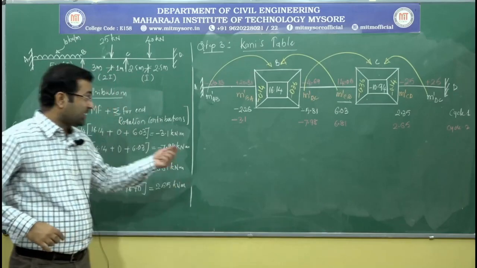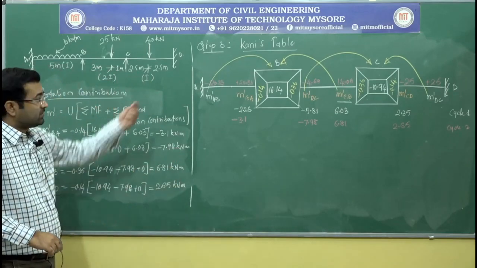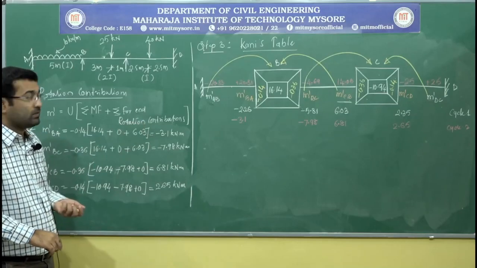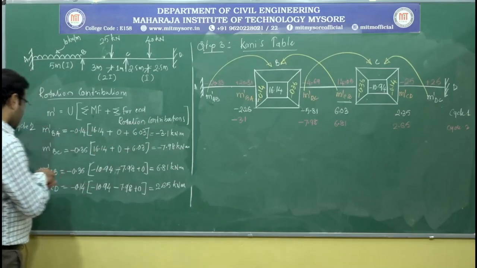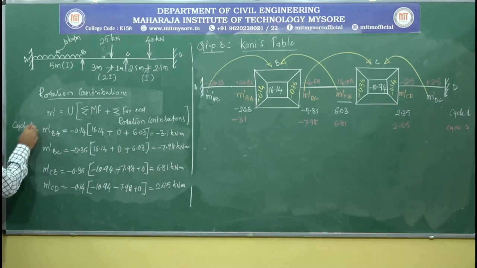Now you can see we have done 2 cycles, 2 iterations, but the values are not the same. So we have to go for the next cycle, one more cycle, that is cycle 3.